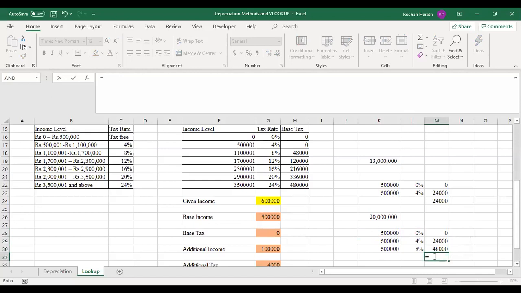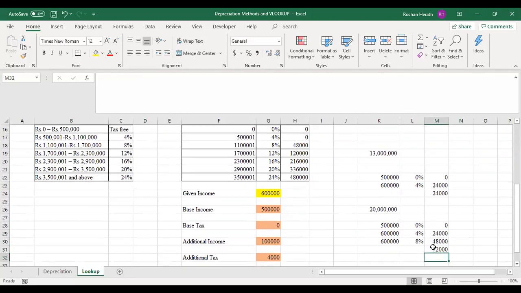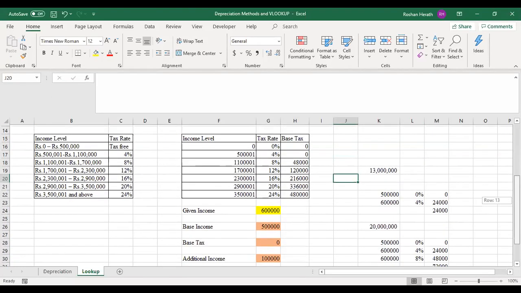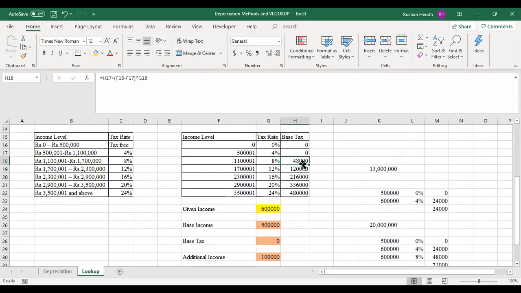So if you take the summation, it has to be 72,000. I might have made a mistake. What is that? In that, I would have applied a wrong rate. First again, Roshan, it needs to be 24,000. No, mistake. Yes, 48,000. Yes.